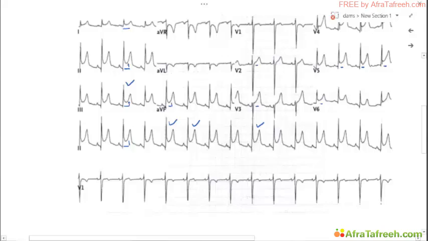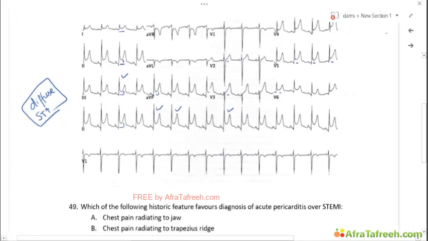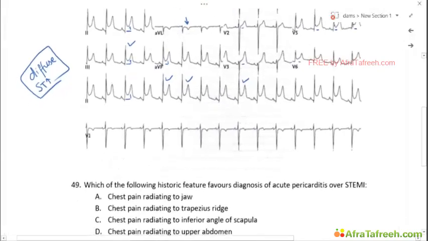Okay, so when we see such kind of an ST elevation, this is called diffuse ST elevations across the board, in all the leads, almost all the leads. We see ST depression in aVR and aVL, and we don't see any change in lead V1. Okay, so this is in short about reading the ECG.